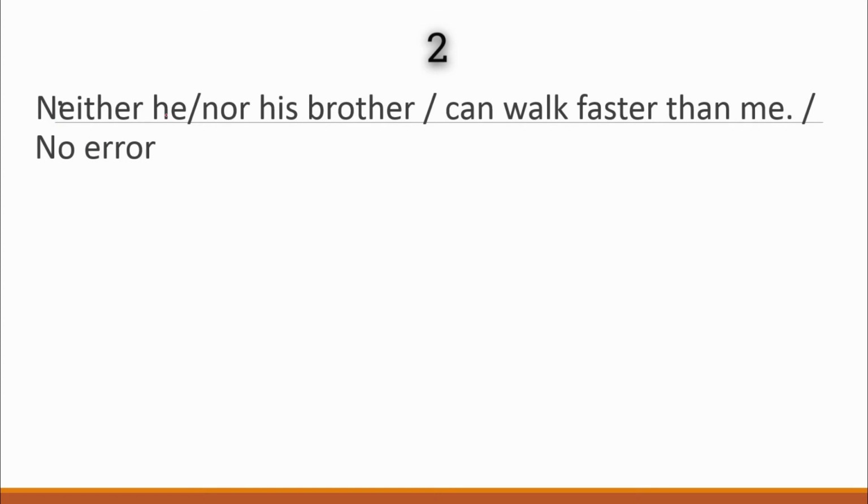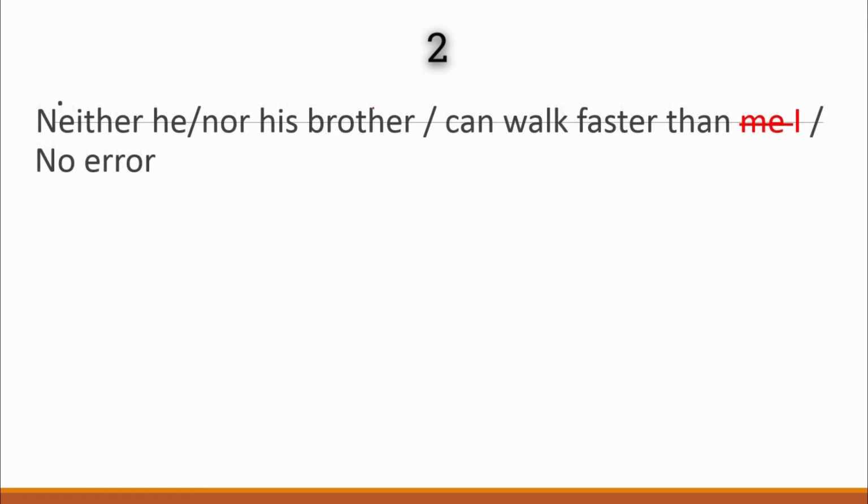The next sentence is, neither he nor his brother can walk faster than me. Now, in the normal language that we use, the sentence might look right, but there is an error. The error of pronoun. Please note that whenever we use neither and either to compare two things, we use the pronoun in its subjective form and not objective form. And thus, the correct sentence would be, neither he nor his brother can walk faster than I.